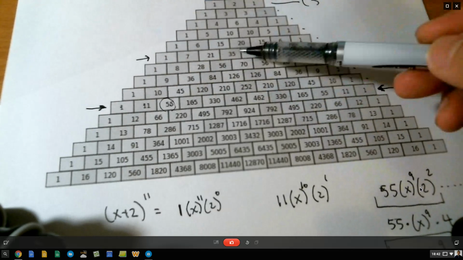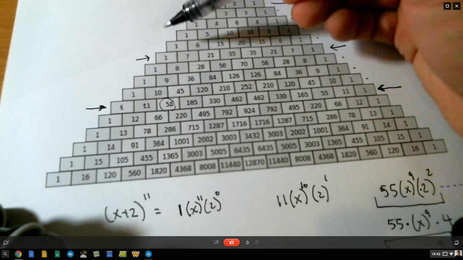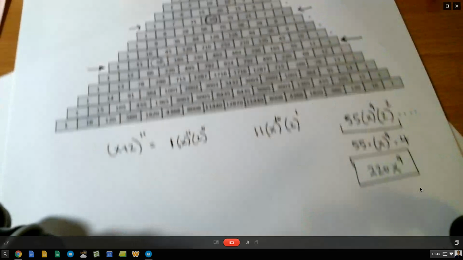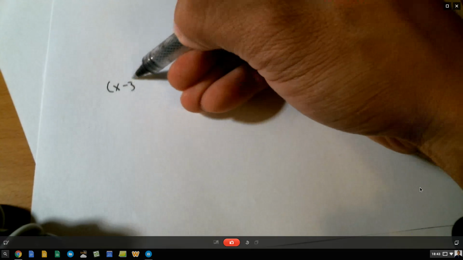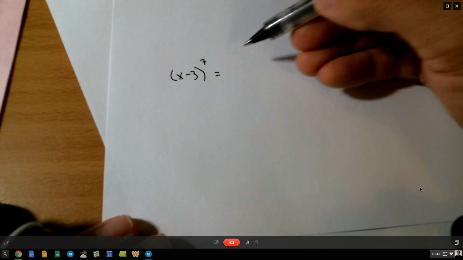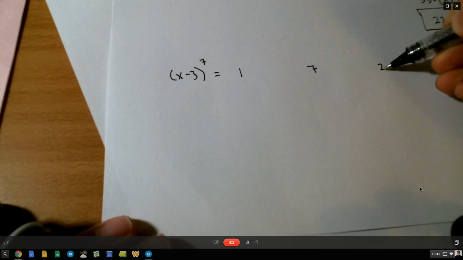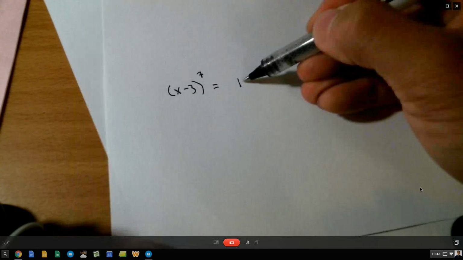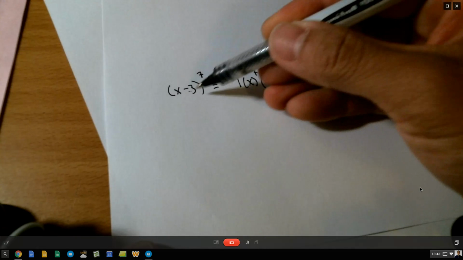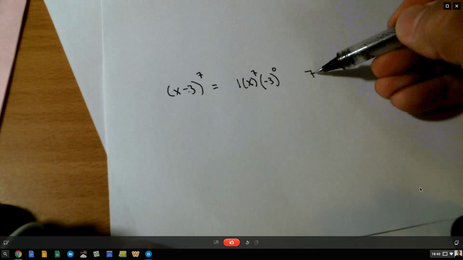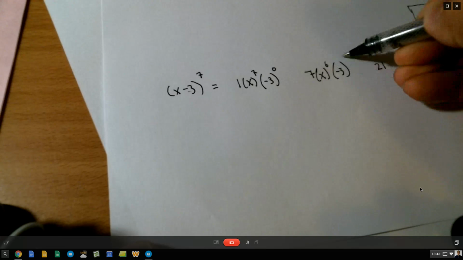So it's 1, 7, 21, 35, 35, 21, 7, and 1. We want the fourth term. So we want what is attached to 35. So let's do that. Same idea. Okay, so we have (x minus 3) to the 7th power. And I'm just going to write out the first 4 terms, the coefficients. We have 1, 7, 21, and 35. Okay, let's fill it in. So this is x to the 7th, negative 3 to the 0th power. Okay? And for the second one, x to the 6th, negative 3 to the first power.